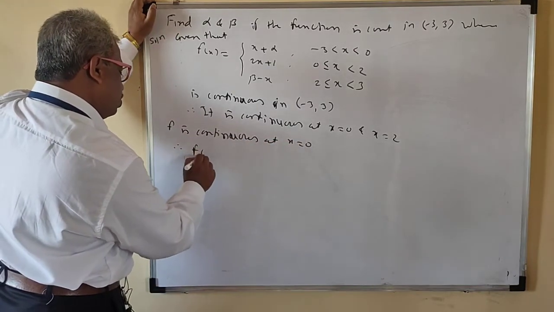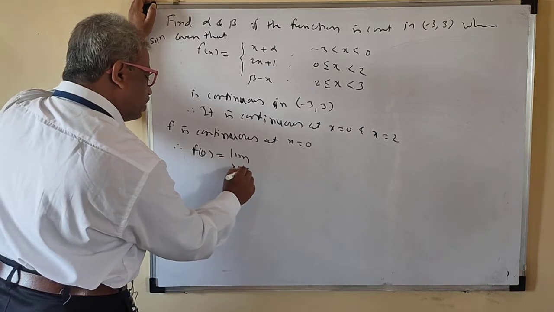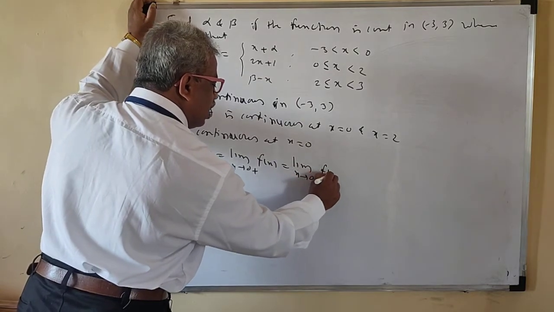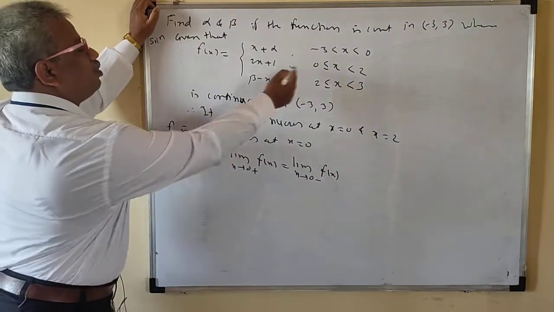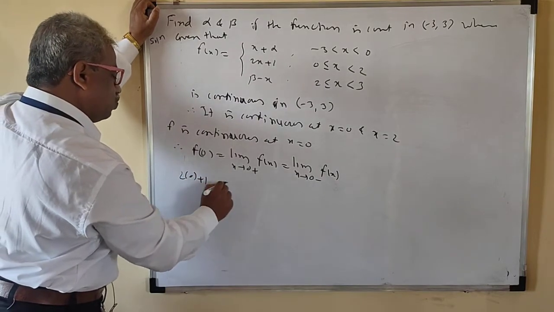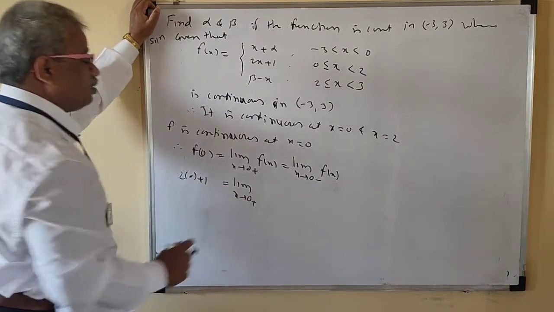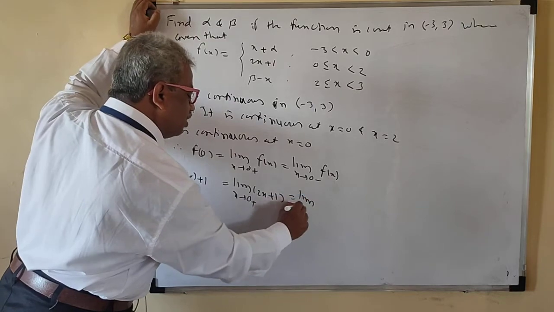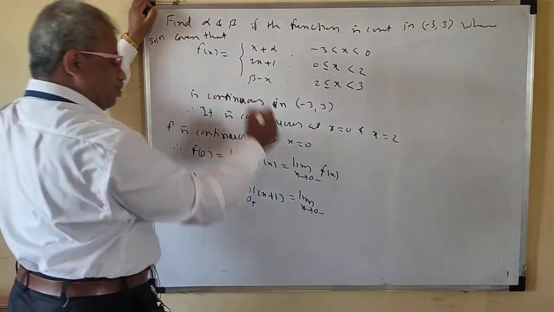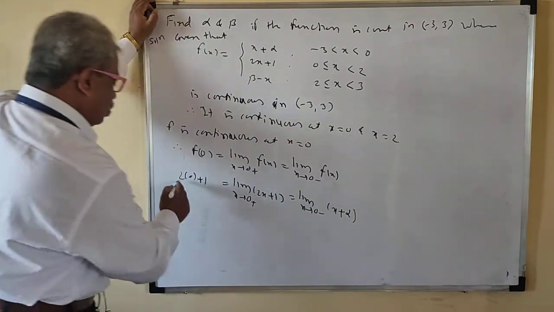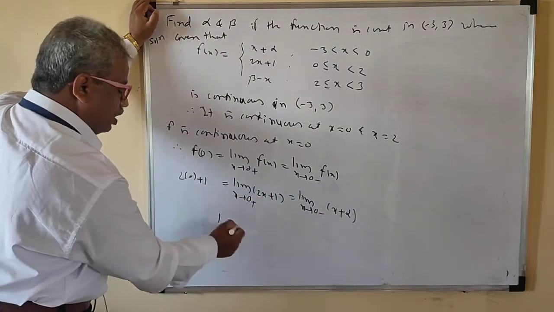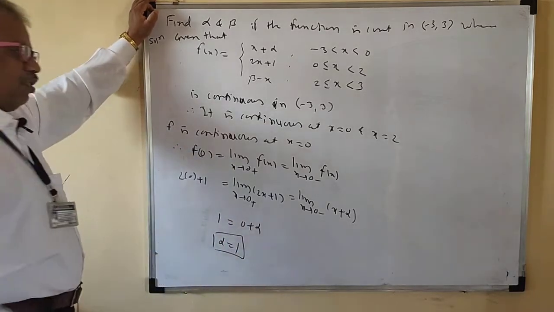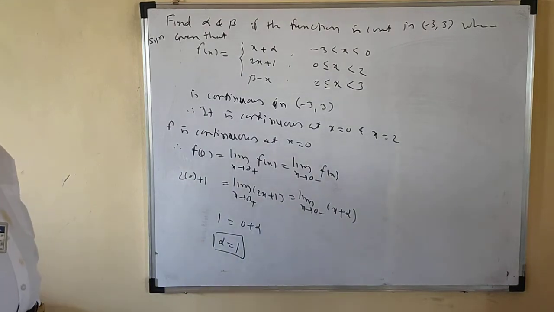at x equal to 0. Therefore, f of 0 is equal to the limit as x tends to 0 plus of f of x, which is equal to the limit as x tends to 0 minus of f of x. So f of 0 is 2 into 0 plus 1. For x tends to 0 plus, x is greater than 0, your function is twice x plus 1. For x less than 0, your function is x plus alpha. So this is 2 into 0 plus 1, and this is 0 plus alpha. Therefore alpha is equal to 1. You get the value alpha is 1. Okay.